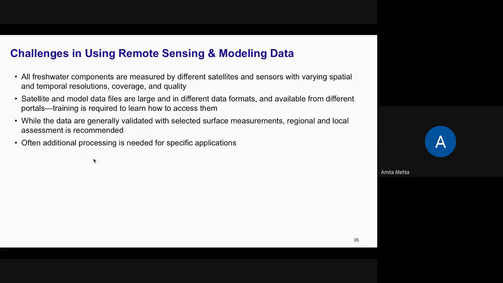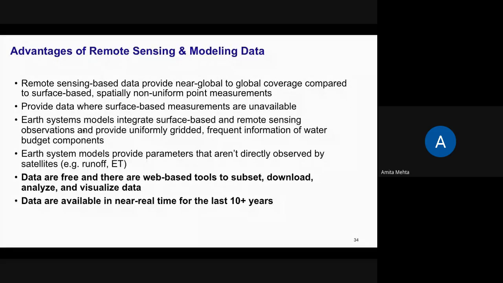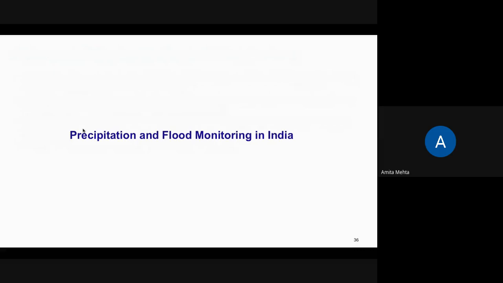Oftentimes additional processing may be needed to use any of these data sets we talked about. So there are some challenges, but there are really advantages, so these challenges can be overcome. So next two sections, what I want to do is just show one example.